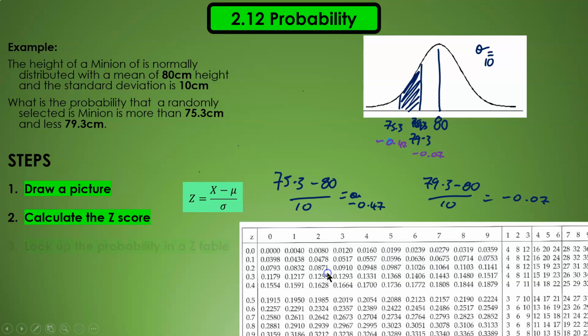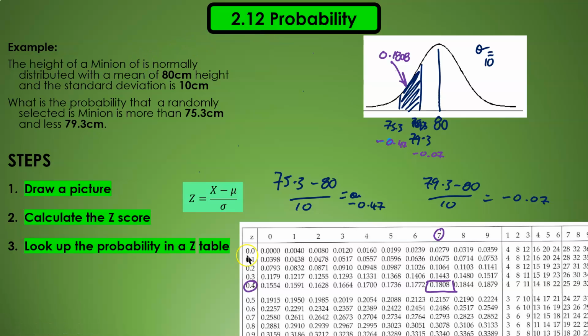So step 3, go to the table. 0.47 means that the big area, including both parts all the way to 80, adds up to 0.1808. And the smaller part, which is 0.07, so 00 and then the 7, gives us that part. That area is 0.0279.